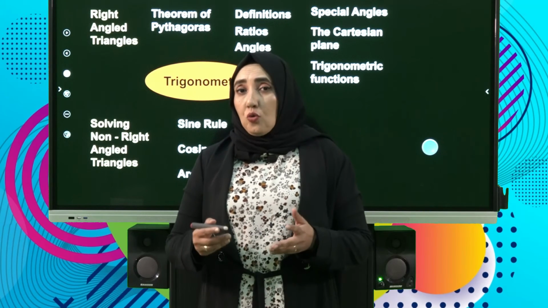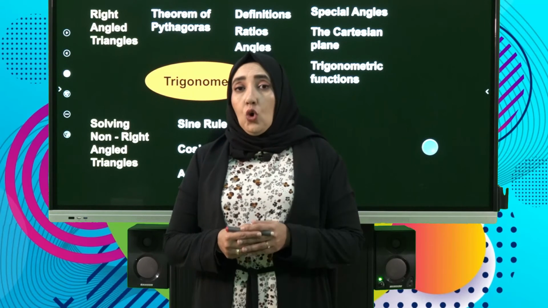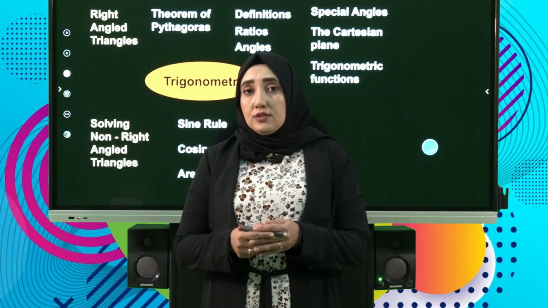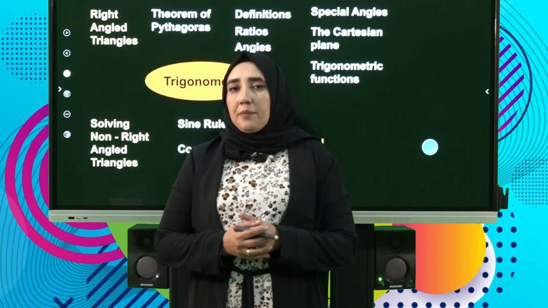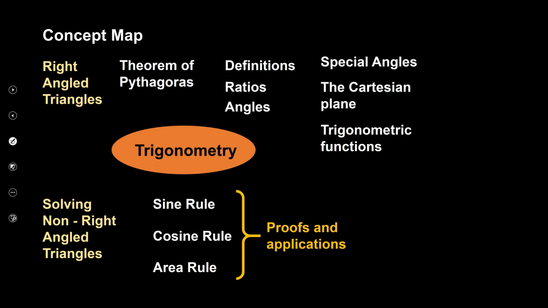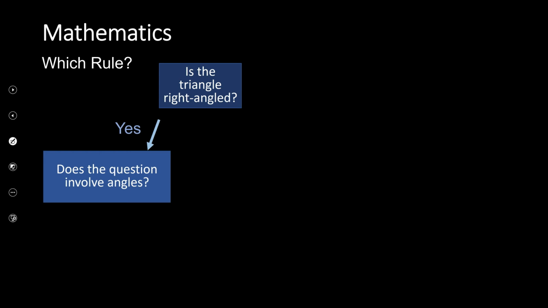Hi, welcome back. So we're discussing which trig rule to use given a specific problem. Let's recap. Which rule do you use when? Can you remember? We'll check first if the triangle is right angled. If the triangle is right angled, we ask ourselves the question, does it involve angles?